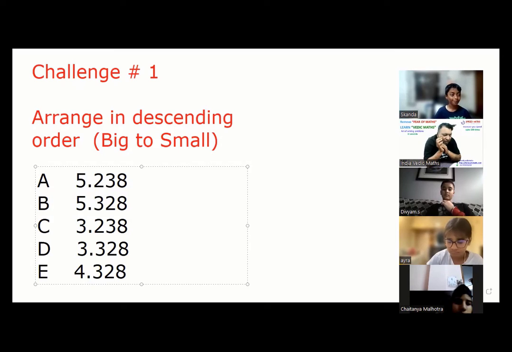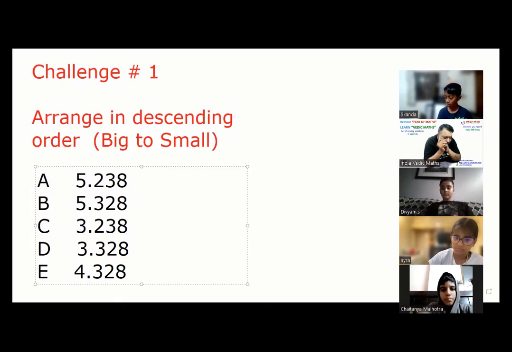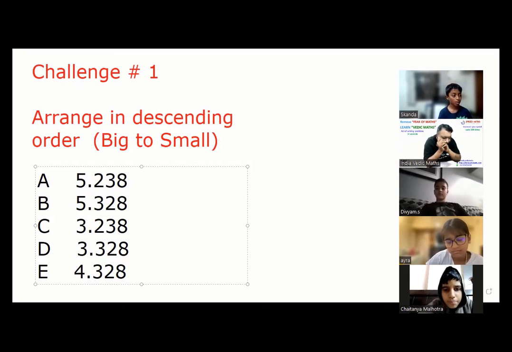I'm waiting for Divyam and I'm waiting for others. Skanda, Panache, Ira, 3 people have written. Divyam wrote. Who is writing? Chaitanya is waiting. E, B, A, D, C. Okay, Divyam. And Chaitanya's answer. E, B, A, D, C. Chaitanya, your answer, please. B, A, E, D, C.